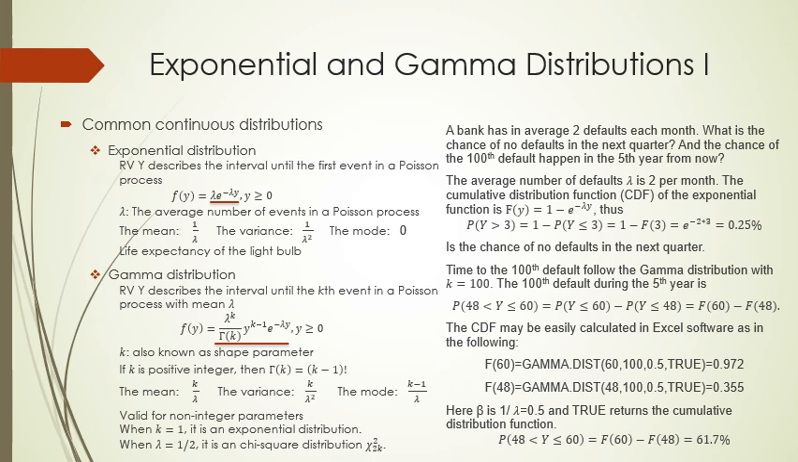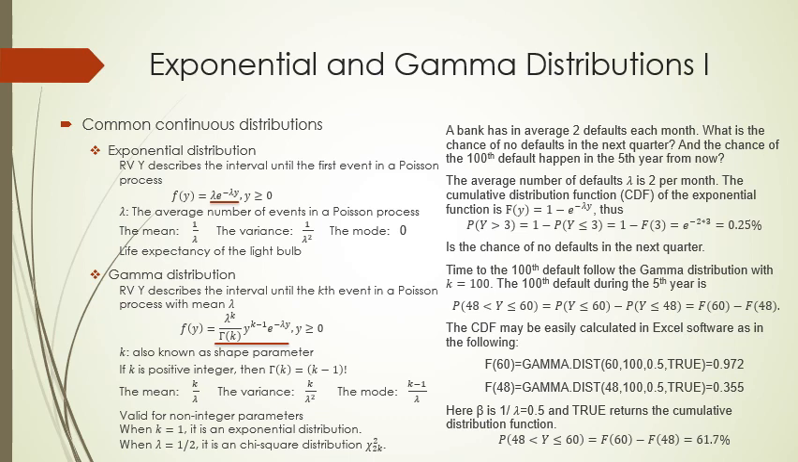So P(Y greater than 3) is 1 minus F(3). It yields a probability of about 0.25%. Thus, the chance of no defaults in the next quarter is about 0.25%.